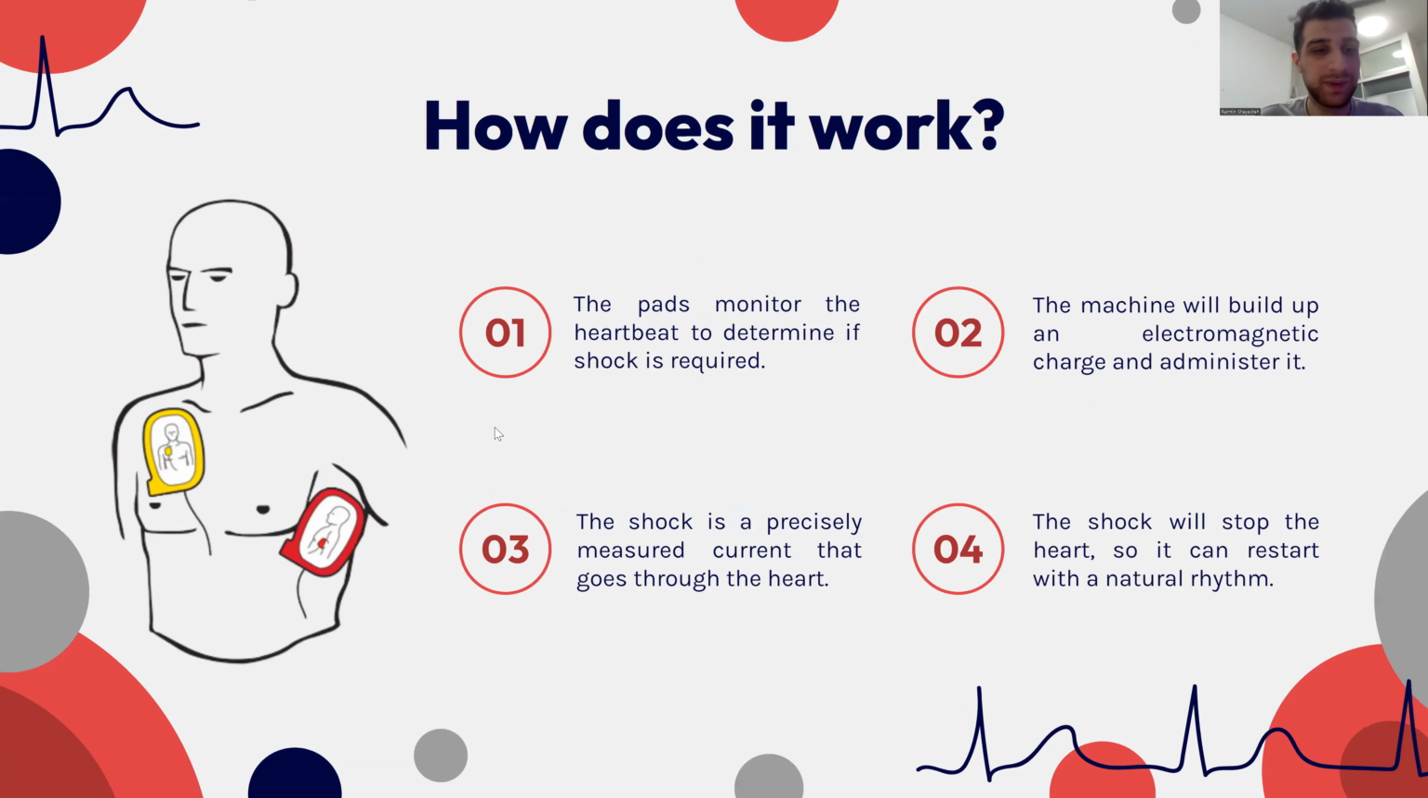So after the pads are positioned on the body, they will monitor the heartbeat to determine if the shock is required. A shock will only be required if the heartbeat is erratic. The machine will then build up an electromagnetic charge and administer it once the button is pressed. The shock is a precisely measured current that will go through one pad to the next by going through the heart. For adults, the shock will have an energy of 150 joules, and for children 8 and below, an energy of 50 joules. The shock will help the heartbeat go to normal by stopping the heart so it can restart with a natural rhythm.